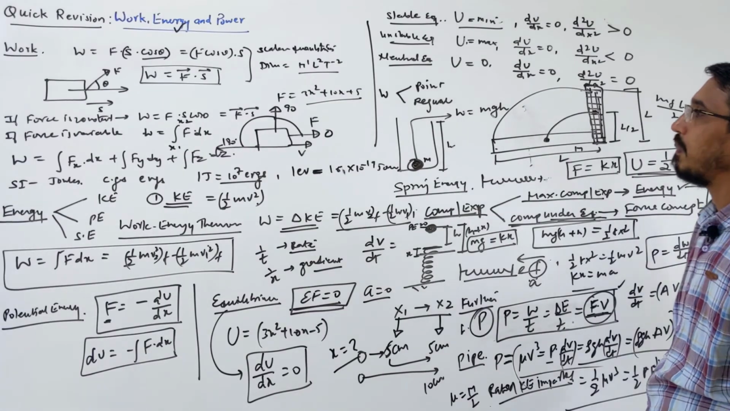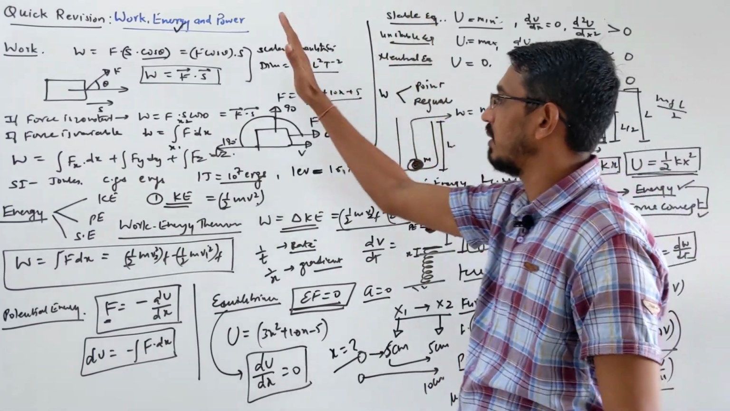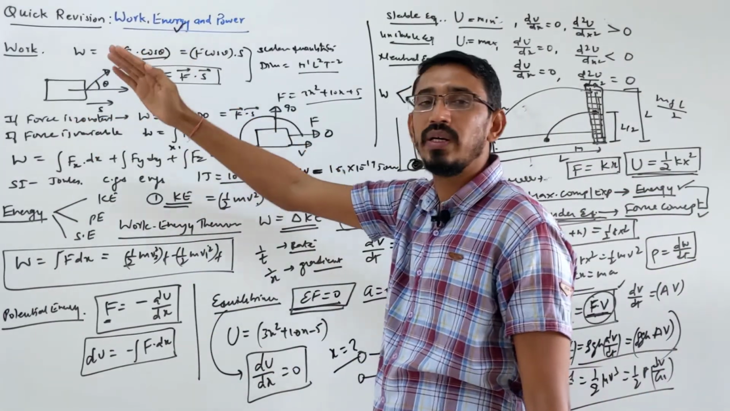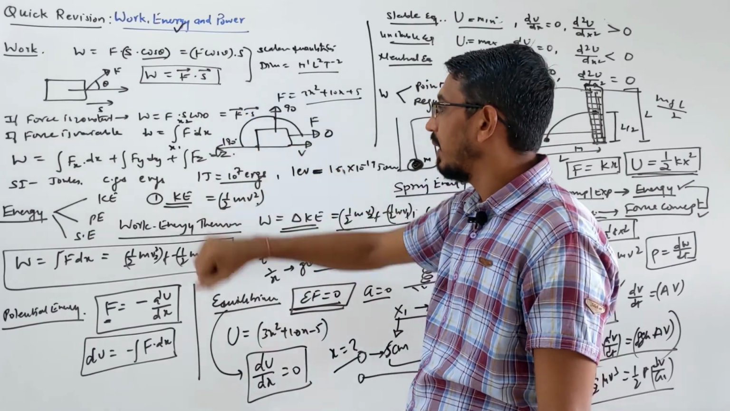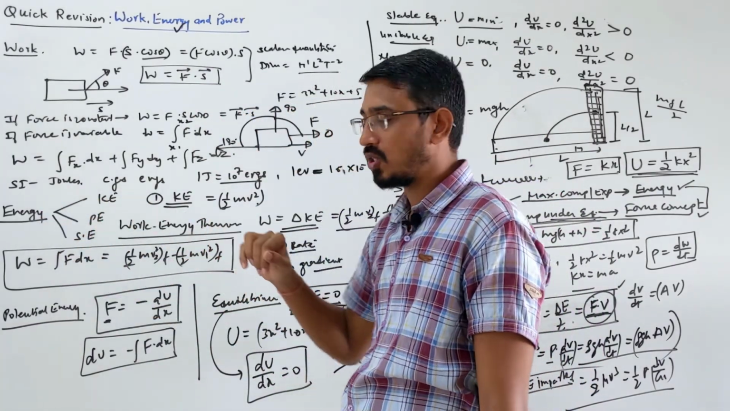So this was your complete work, energy, power chapter revision, right? Now three things we have: work, energy and power. Work we can have with variable force or constant force, depends, right? Or they can ask in terms of vector form, right? Then energy we have three types in this topic: kinetic, potential and spring energy, right?